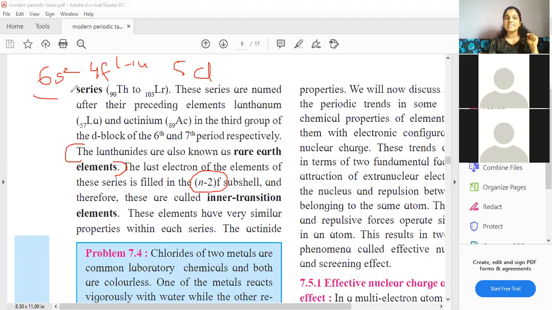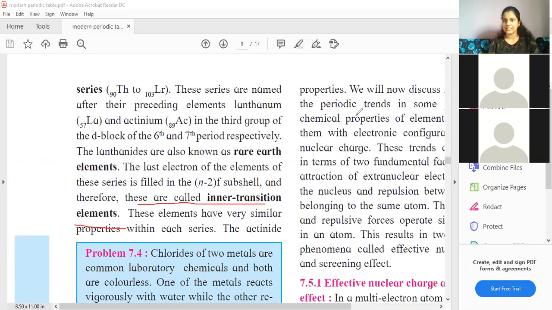So when you are in the 6th period, the lanthanide series, 4f is filled. When you are in the 7th period, the actinide series, 7-2, 5f will be filled. So because of the n-2 f subshell, they are called inner transition elements. Students, you can mark this as well. So your D block elements are called transition elements, and your F block elements are called inner transition elements.